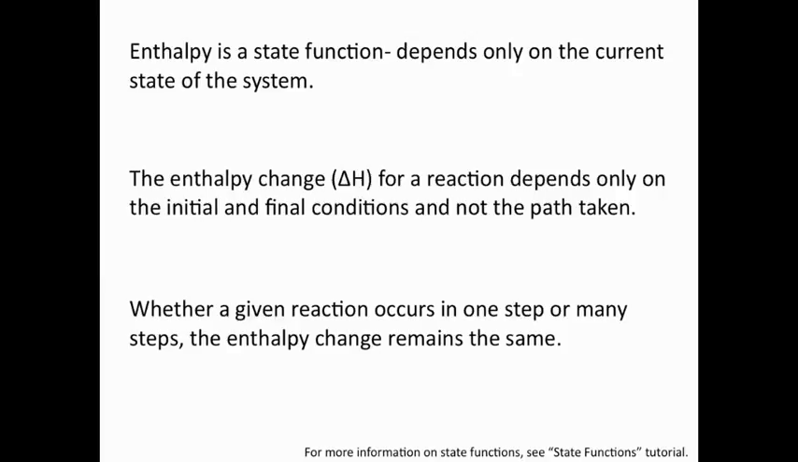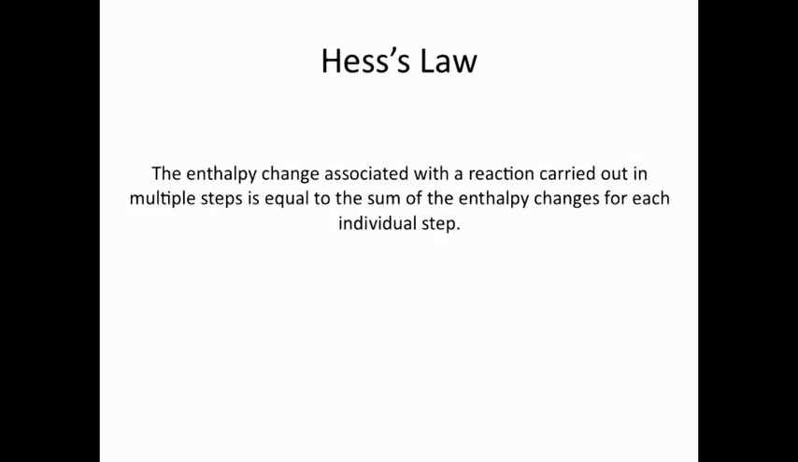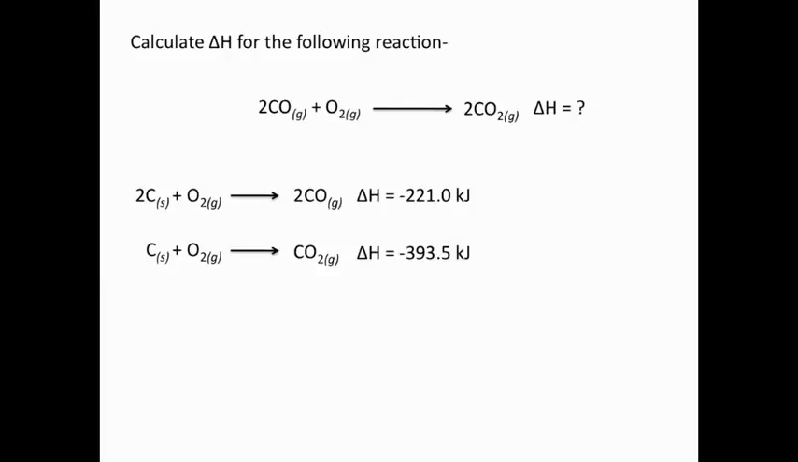And so whether a given reaction occurs in one step or in many steps, the enthalpy change remains the same, and this is the basis for Hess's law. Hess's law states that the enthalpy change associated with a reaction carried out in multiple steps is equal to the sum of the enthalpy changes for each individual step. So let's look at an example. Calculate delta H for the following reaction: 2 CO plus O2 goes to 2 CO2.